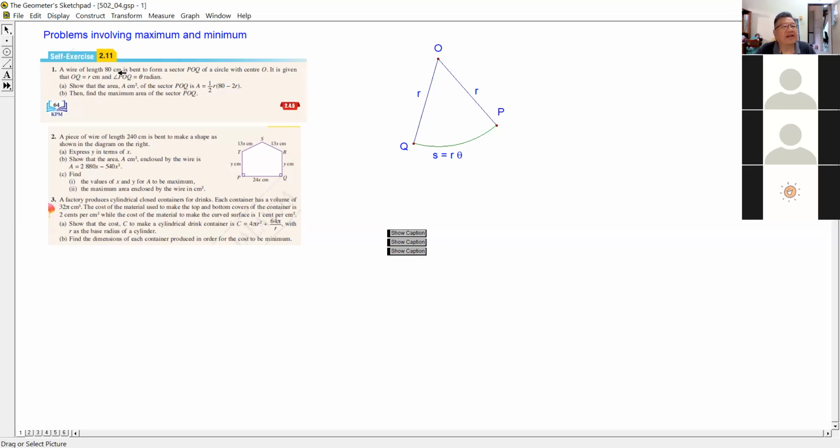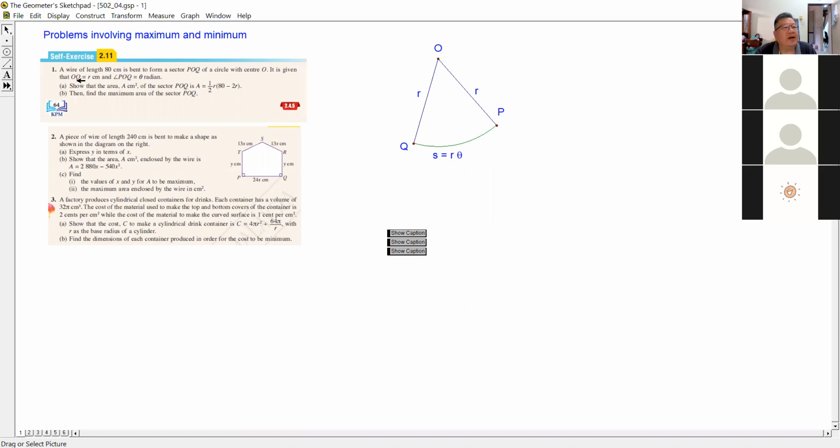I read the question. A wire of length 80 centimeter is bent to form a sector OPQ of a circle with center O. We look at this sector here. This sector is formed from one piece of wire. A very long piece of wire, you bend it two times, and you will form a sector. So the wire given to us is bent to form this sector.